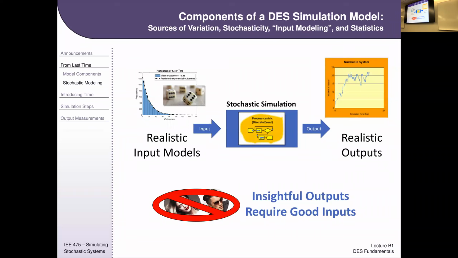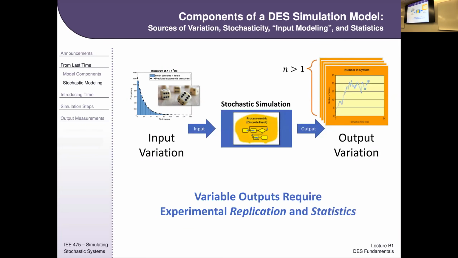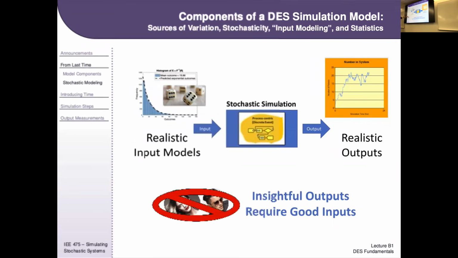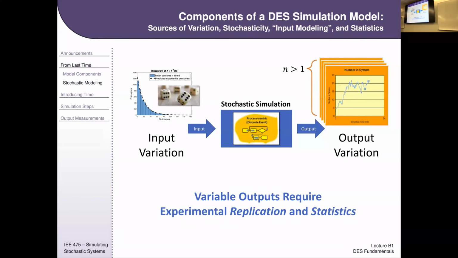So that's what I'm trying to say here: insightful outputs require good inputs. The role here is for us to choose insightful, good inputs, good probabilistic distributions to go into these models. And then variable outputs require replication and statistics. We can't just run once. Even if we get a good result on one simulation run, we might need to run 10 simulation runs to really be confident that our result is good.